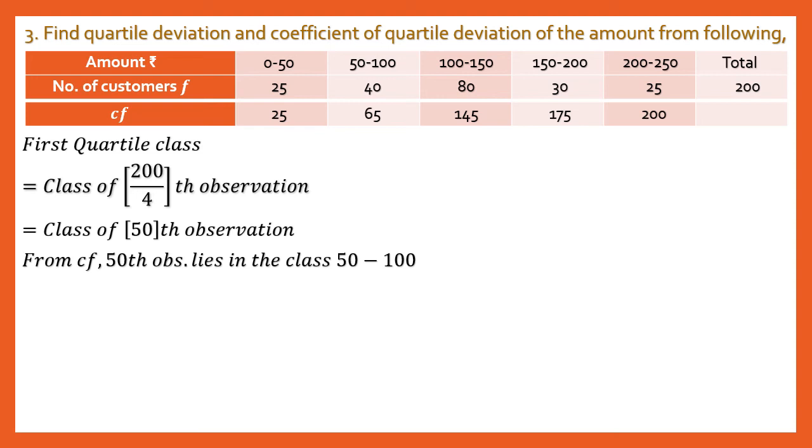Now using this data we need to identify our lower limit, which is 50, frequency which is 40, the previous CF which is 25, and the class length which is 50. So L is 50, F is 40, CF is 25, C is 50. We need to put the formula, that is Q1 is equal to L plus N upon 4 minus CF upon F into C. In case you have forgotten, you can just refer to my third chapter videos of the quartiles. You will find them in my titles in the playlist in which this video belongs.